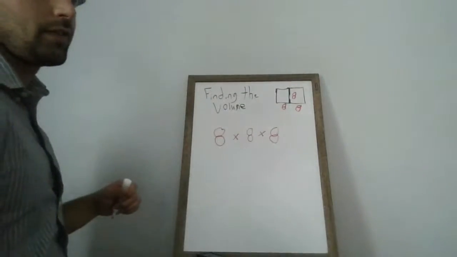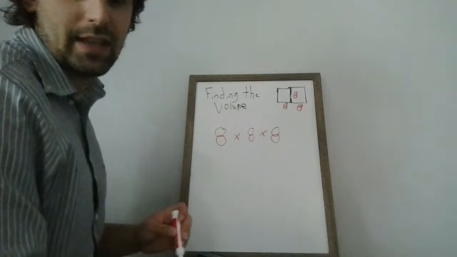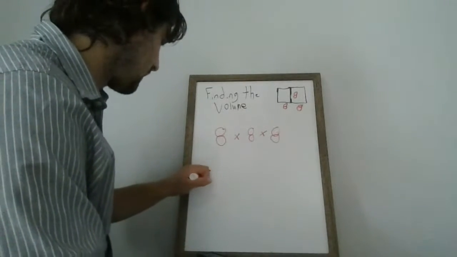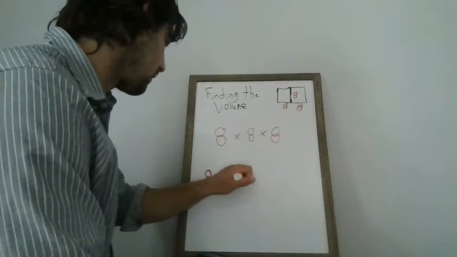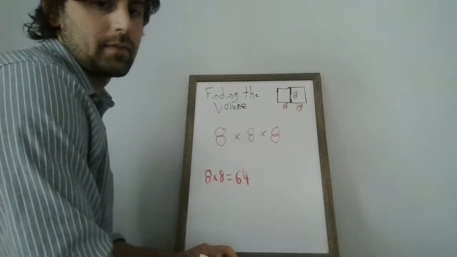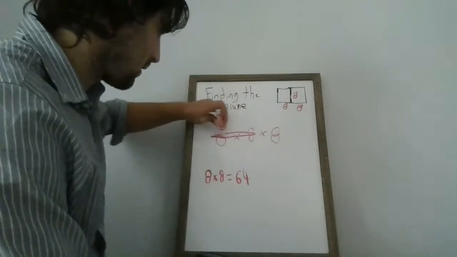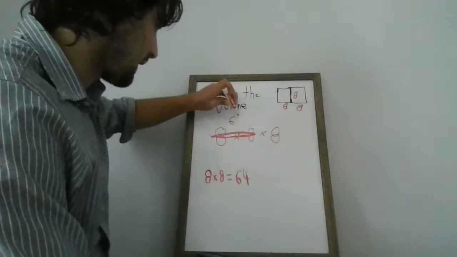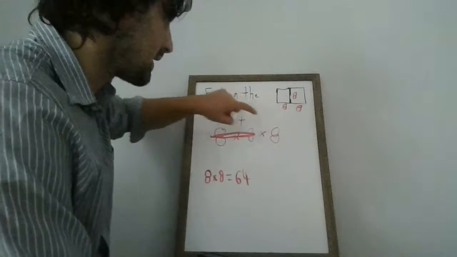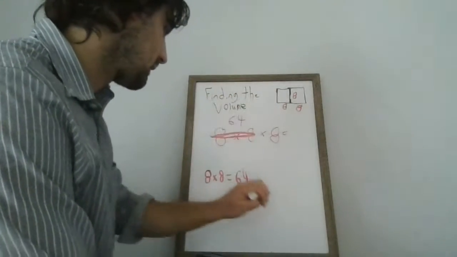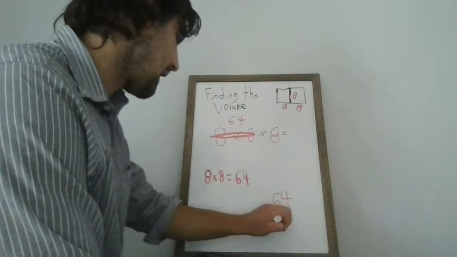So we start off by multiplying 8 times 8. Pretend that's not even there. We're just going to multiply 8 times 8 to start off. So 8 times 8 equals 64. So the 64 is going to replace the 8 times 8 here. So we've multiplied 8 times 8 already, and we got 64. So now we need to multiply 64 times 8 to find the volume. 64 times 8.